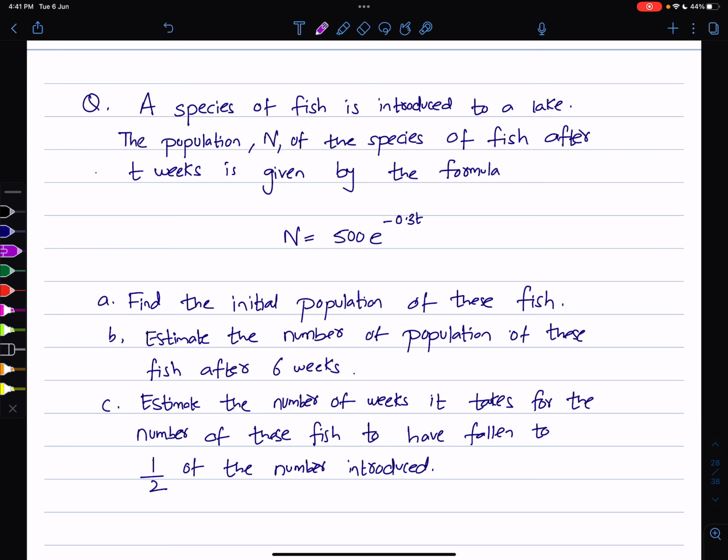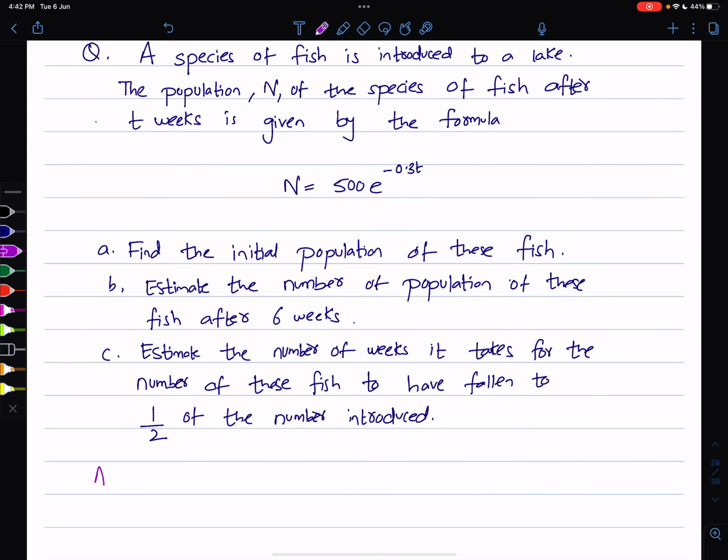Okay. So the first part says we need to find the initial population of the fish, which means when no week had passed, which means when t is 0. So n is equal to 500 e to the power of minus 0.3 times 0, which is 500. So initial population is 500 fish.